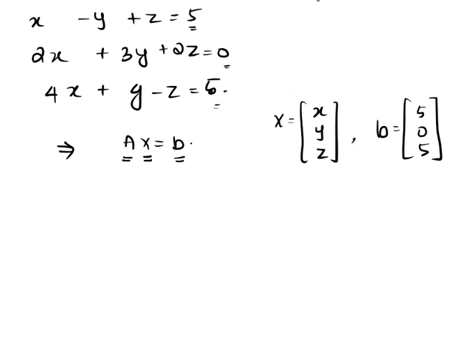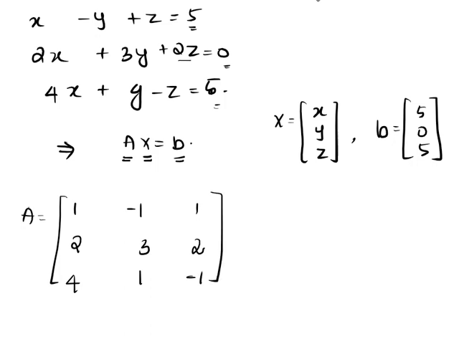Now to write the value of A, we write the coefficients of x, y and z. So here the coefficient of x is 1, coefficient of y is minus 1, coefficient of z is 1. In the same way, in the second equation, the coefficient of x is 2, the coefficient of y is 3, coefficient of z is 2, and in the third equation, the coefficient of x is 4, the coefficient of y is 1, and z is minus 1.